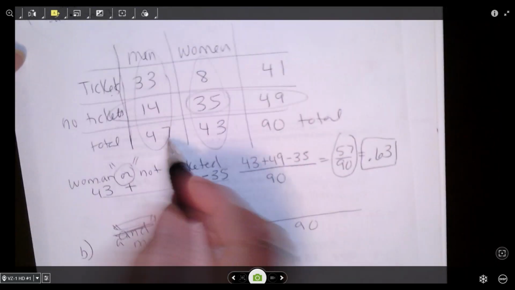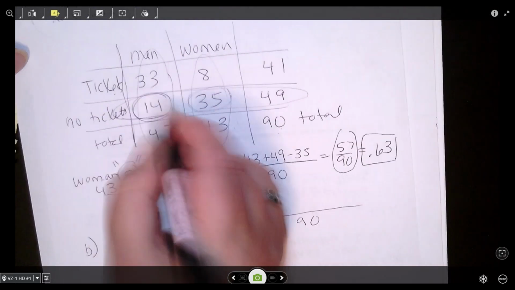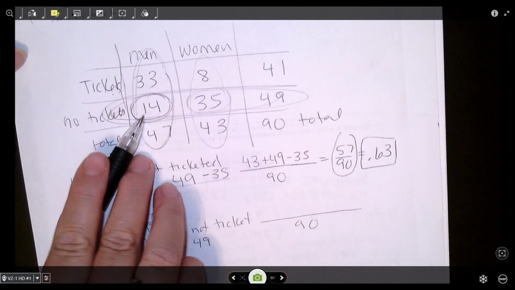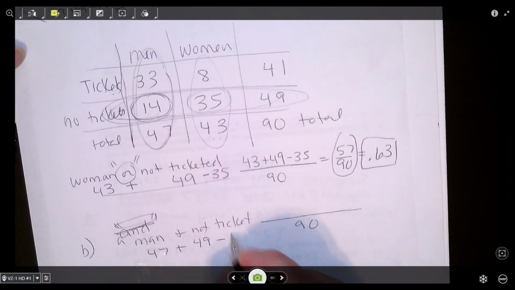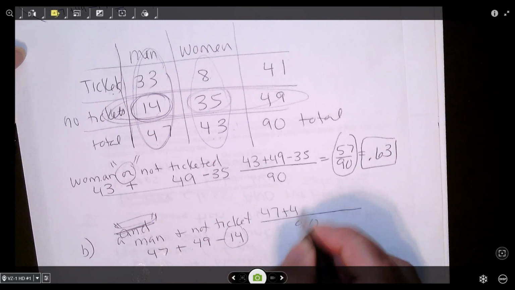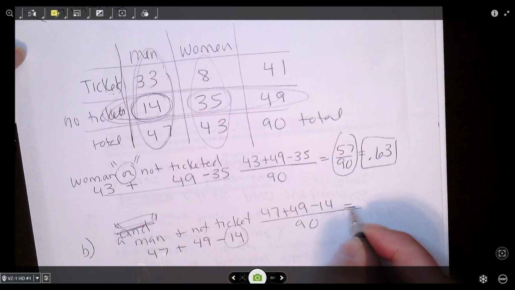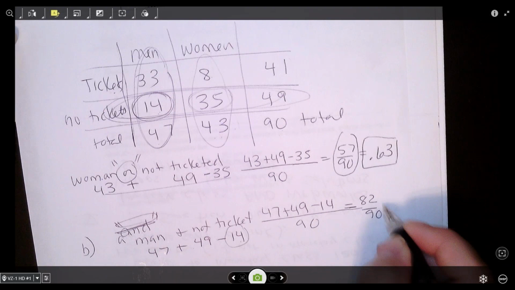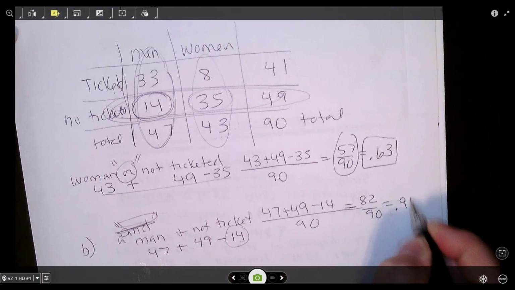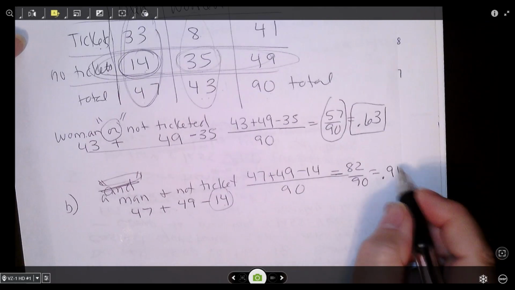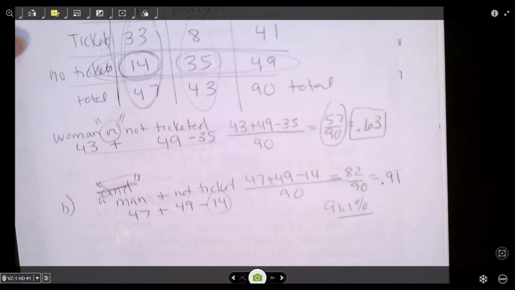Here's the men, here's the not ticketed. We have to subtract out that intersection if we're doing an or. We can't count these people twice. So we need to subtract out that intersection, which is 14. That's double dipping. So we get 82 over 90, which divides out to be 0.91 repeating, 91.1% if you made it a percent, or you could reduce the fraction.